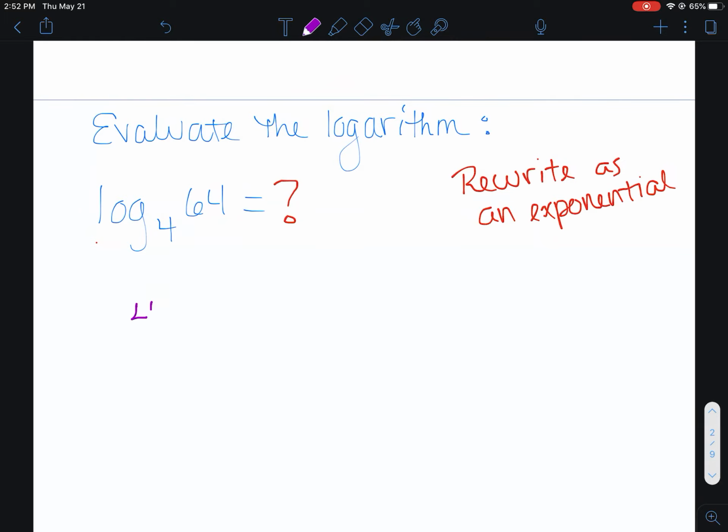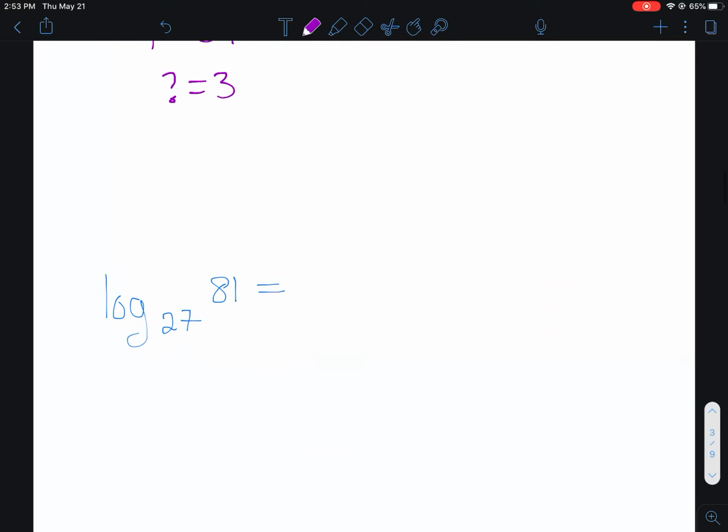So when we change it into an exponential form, 4 is the base, question mark is the exponent, and the answer is 64, right? So now you have to figure out 4 to what power gives me 64. Well, 4 squared is 16, and if I multiply 16 by another 4, I get 64. So 4 to the third is equal to 64, which means question mark is equal to 3. So the log base 4 of 64 is actually 3. All right.